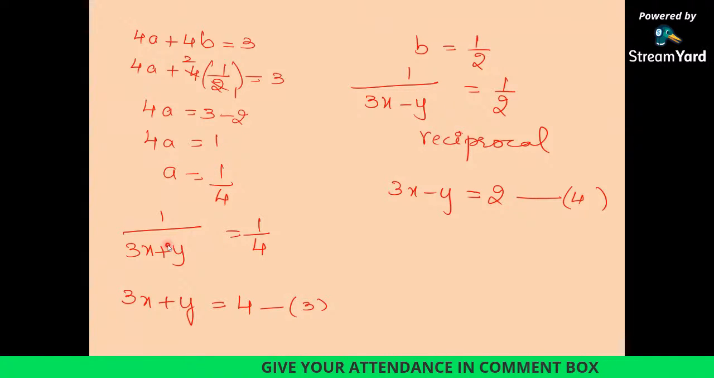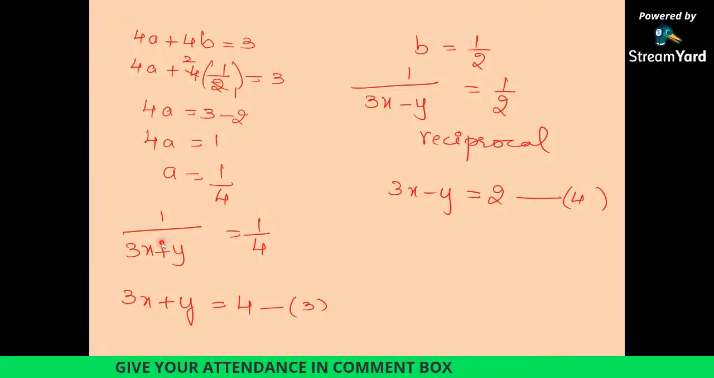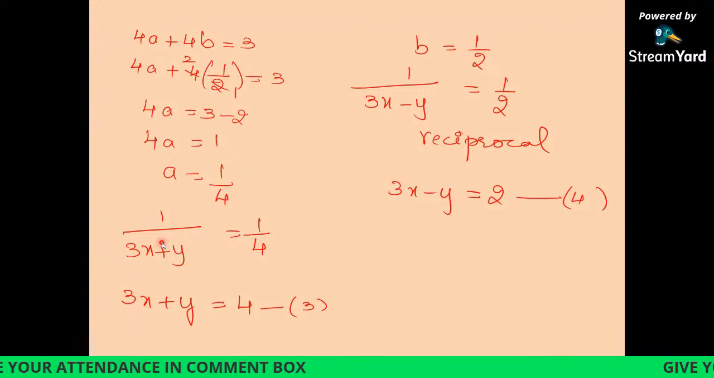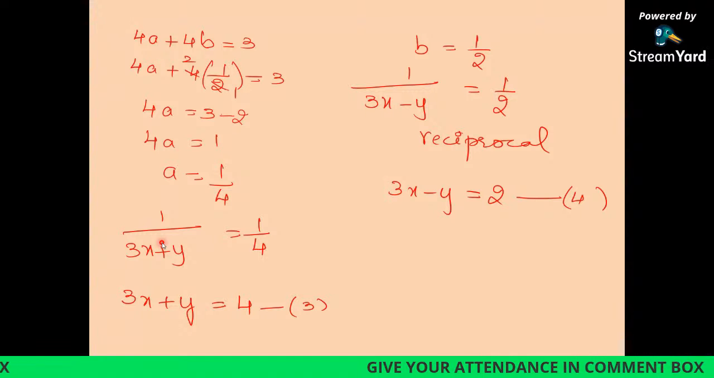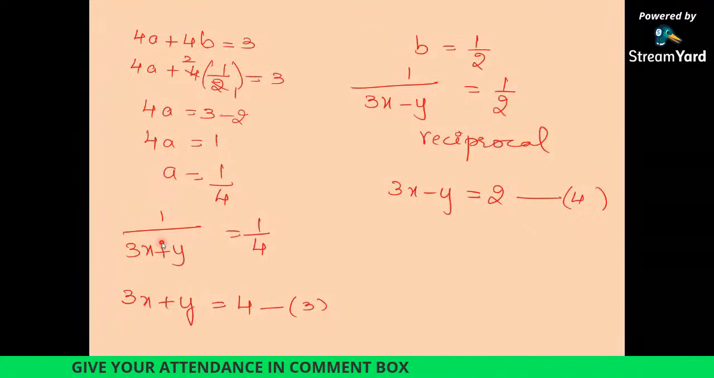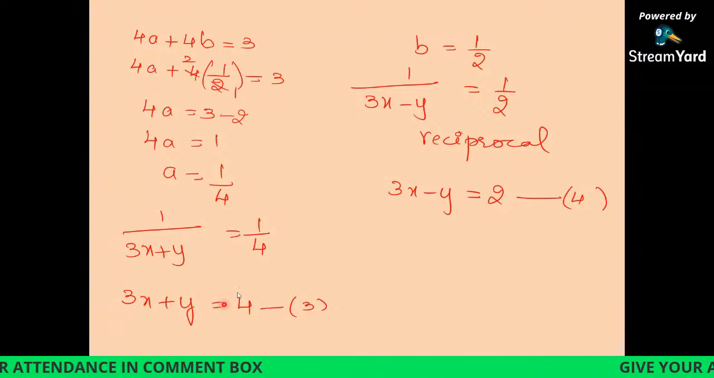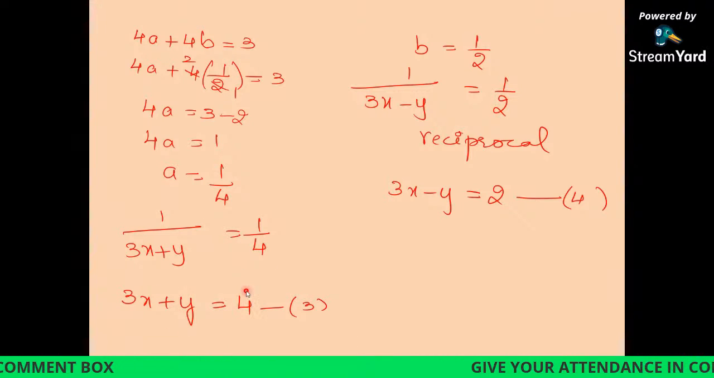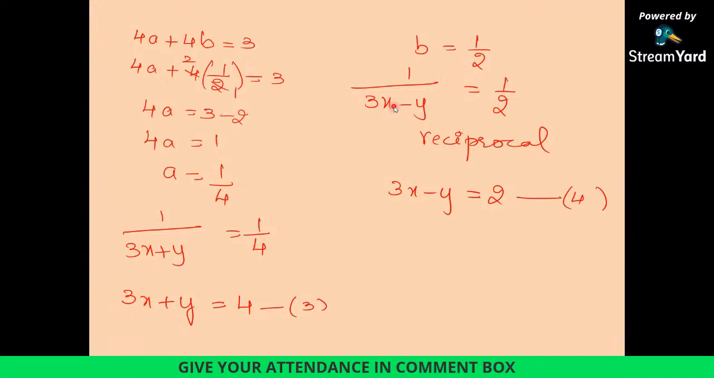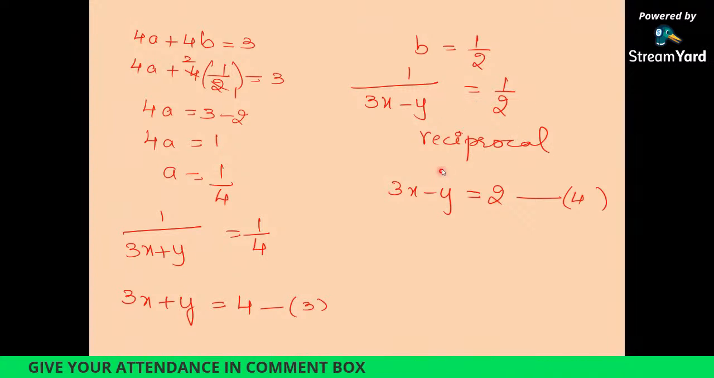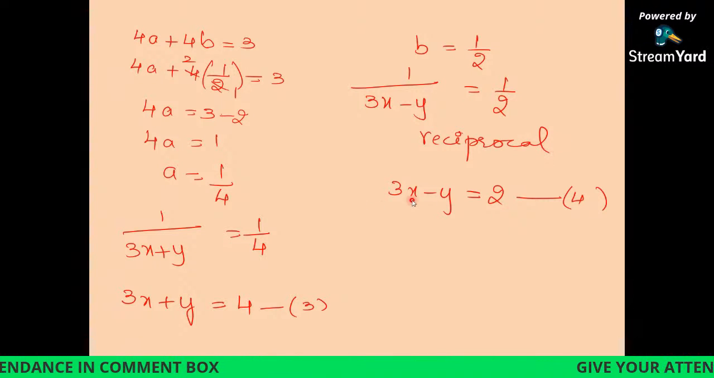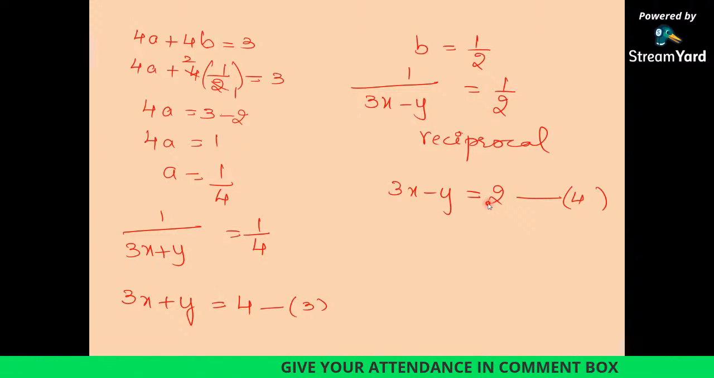But according to the assumption, a is again a fraction. 1 divided by (3x plus y) is equal to 1 by 4. To get the value, we are going to take the reciprocal, taking 3x plus y is equal to 4. Reciprocal on both sides. Then similarly for b, 1 by (3x minus y) is equal to 1 by 2. Taking the reciprocal, we get 3x minus y is equal to 2.